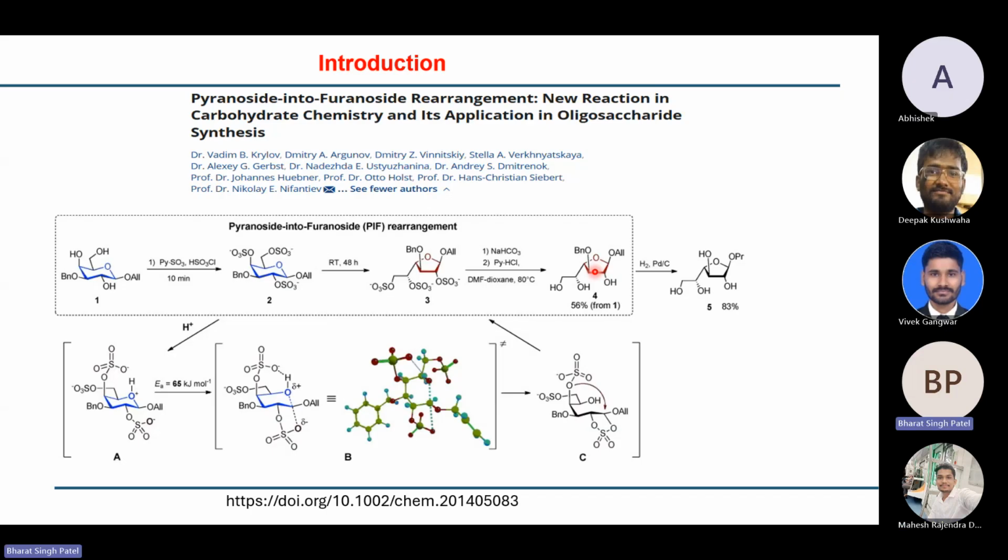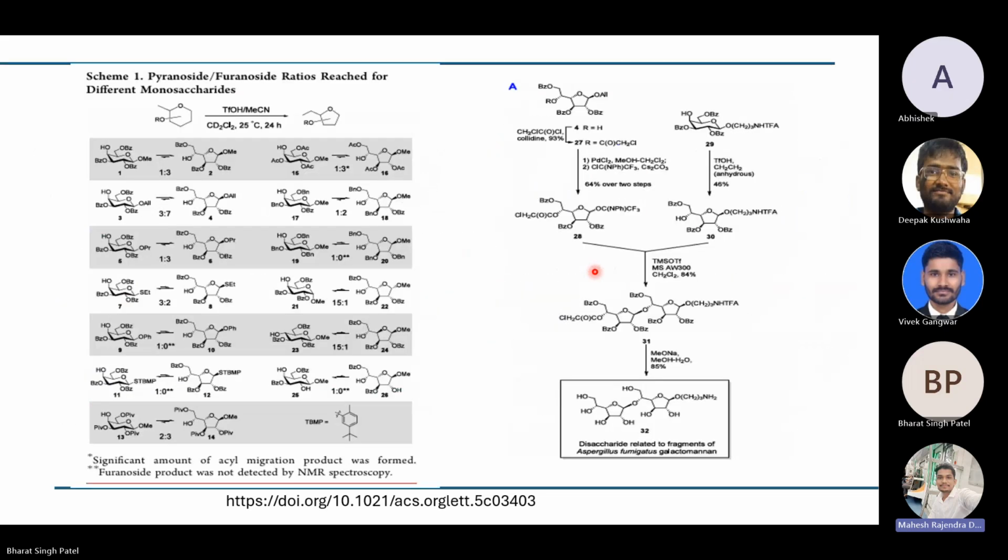Yes, that is what they showed in the next paper. The acyl group should be there at C2. In the next paper, all the protecting groups are benzoyl, and only C4 is free. In that case, the reaction is going, with a similar kind of mechanism again. The only considerations are that it should be beta, C2 should be acyl, and C4 should be axial, meaning galactose sugar.